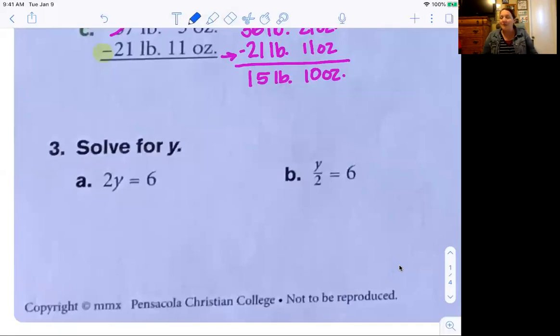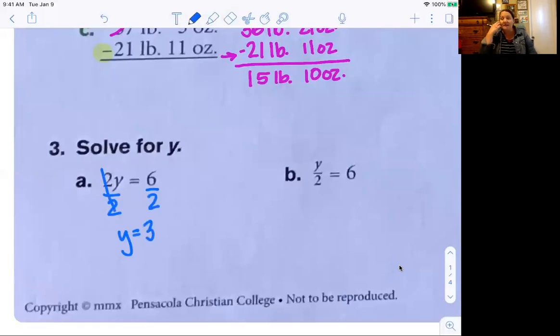So what's the opposite operation? We want to isolate that y. And the opposite of multiplying is dividing. So we're going to divide both sides of this equation by 2. 2 divided by 2 cancels. And we have y equals 6 divided by 2 is 3.